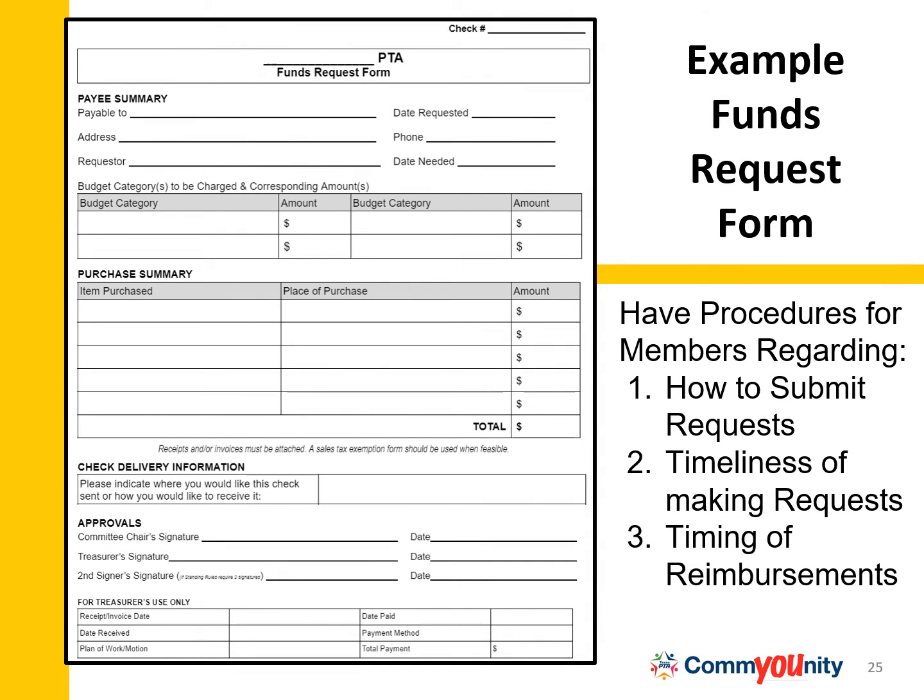Here is an example PTA funds request form. Notice that all expenses must be associated with an existing budget category. When funds are requested, this form should be completed and receipts or invoices attached. Establish procedures with your members on how fund requests should be submitted, when they can expect payment, and how long they have to get those receipts turned in. This form can be found on Texas PTA's website and in the Treasurer Resource Guide.